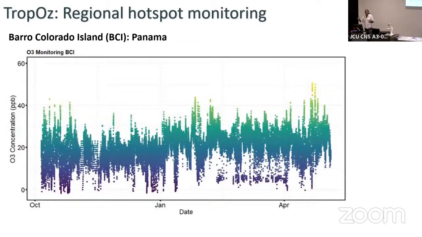And actually, if we went downwind a little bit further, we'd probably see something similar to what we see in Manaus, where there's this plume of ozone downwind. But this research island is slap bang in the actual canal. And so it's likely not seeing very high ozone, although it is seeing large quantities of nitrogen deposition, which have implications in themselves.